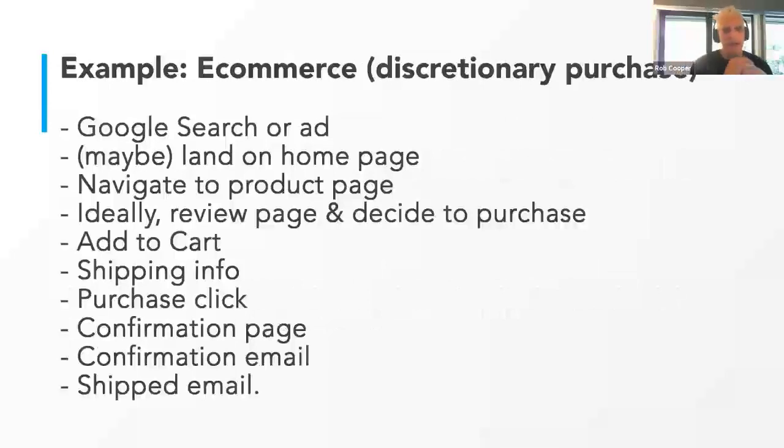In an e-commerce example, I'm using a simple example like a discretionary purchase, by which I mean a purchase at a price that somebody would make on the spur of the moment, not a purchase that requires a whole bunch of research and back and forth. That would be a much more sophisticated process that would also be worth looking into. So again, somebody might start in Google search or see an ad, they click through, they might land on the homepage.